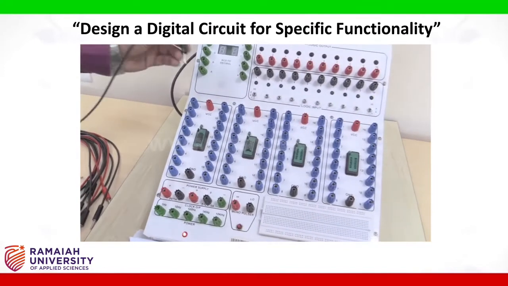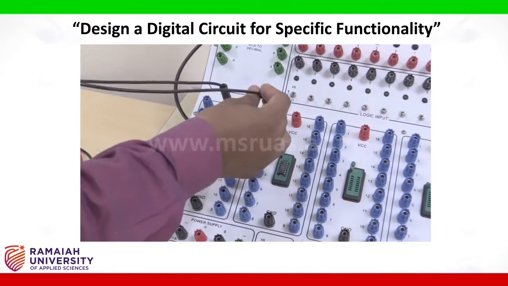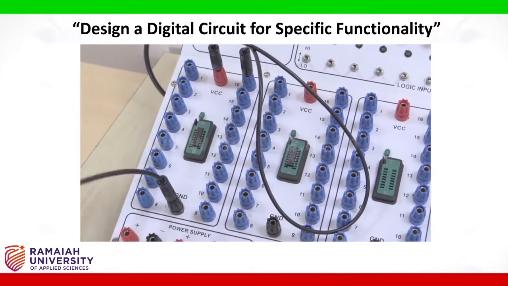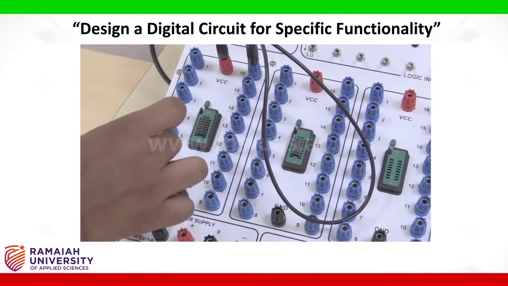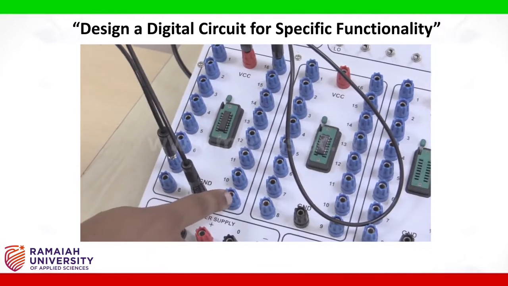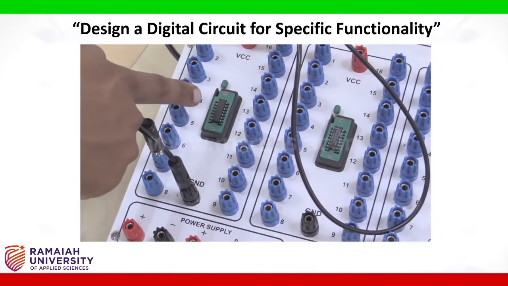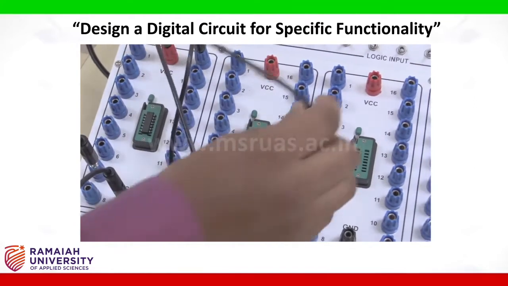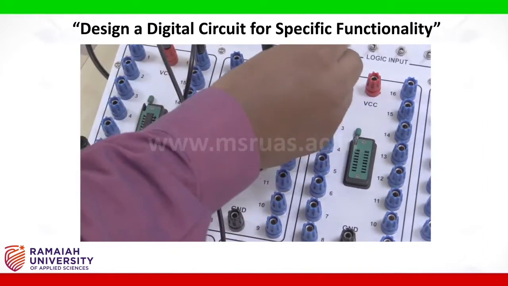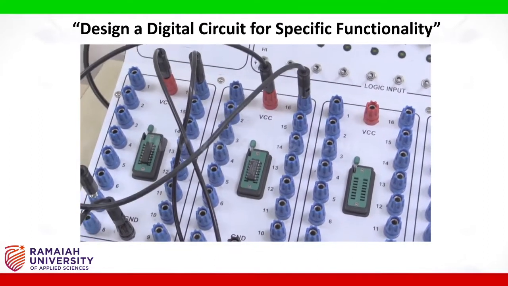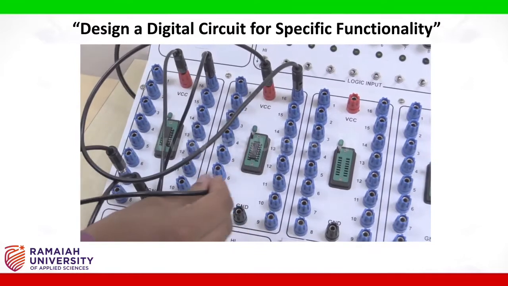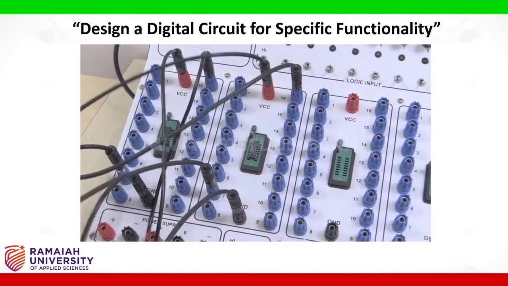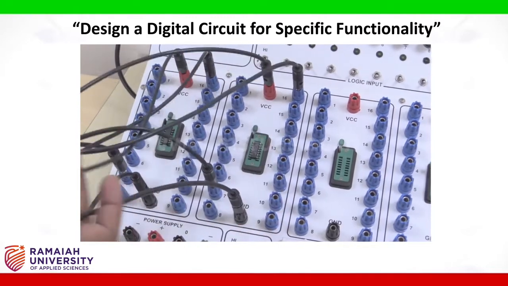Now based on the circuit diagram, let us do the circuit connections. Before starting the connections, make sure VCC and ground for each IC base is connected. So I am connecting VCC and ground for first IC. Pin number 8 and pin number 9 are not used since it is a 14 pin IC. Similarly, I am connecting for second IC base. Here also pin number 8 and 9 are free since it is a 14 pin IC.